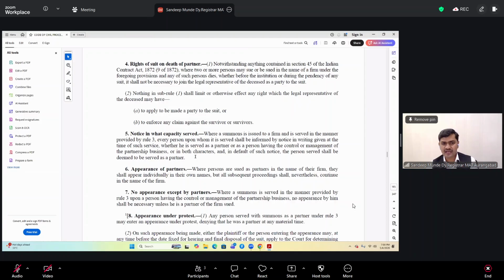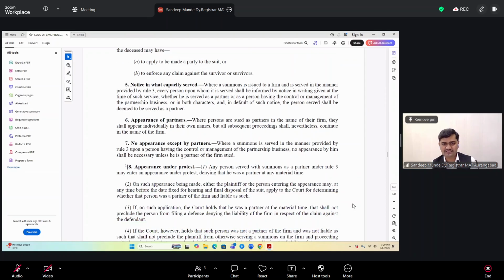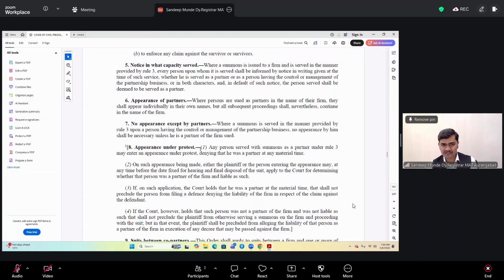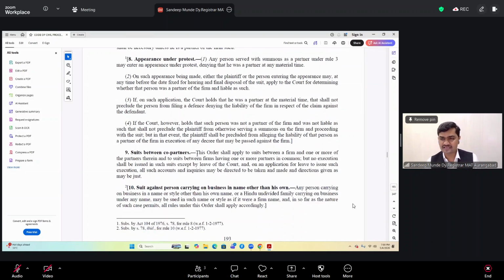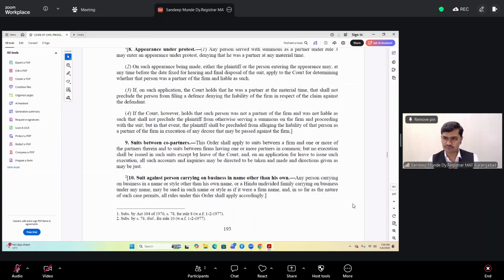Rule 5 states appearance of the partners: no appearance except by partners, and appearance under protest. If any notice has been received by me and on that date I was not a partner of the said partnership firm, I can appear under protest by mentioning that at that time I was not a partner of the said firm. For suits or disputes between co-partners, according to Rule 9, a suit between co-partners will be covered.